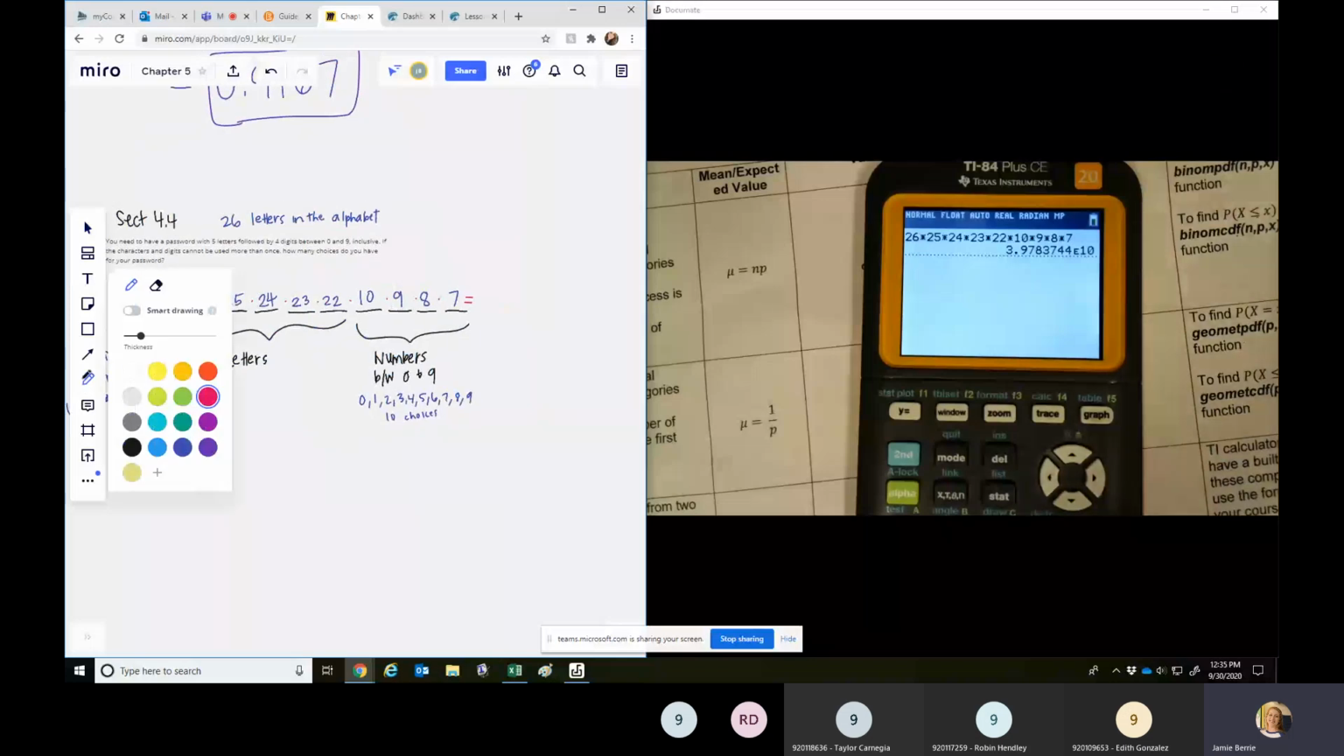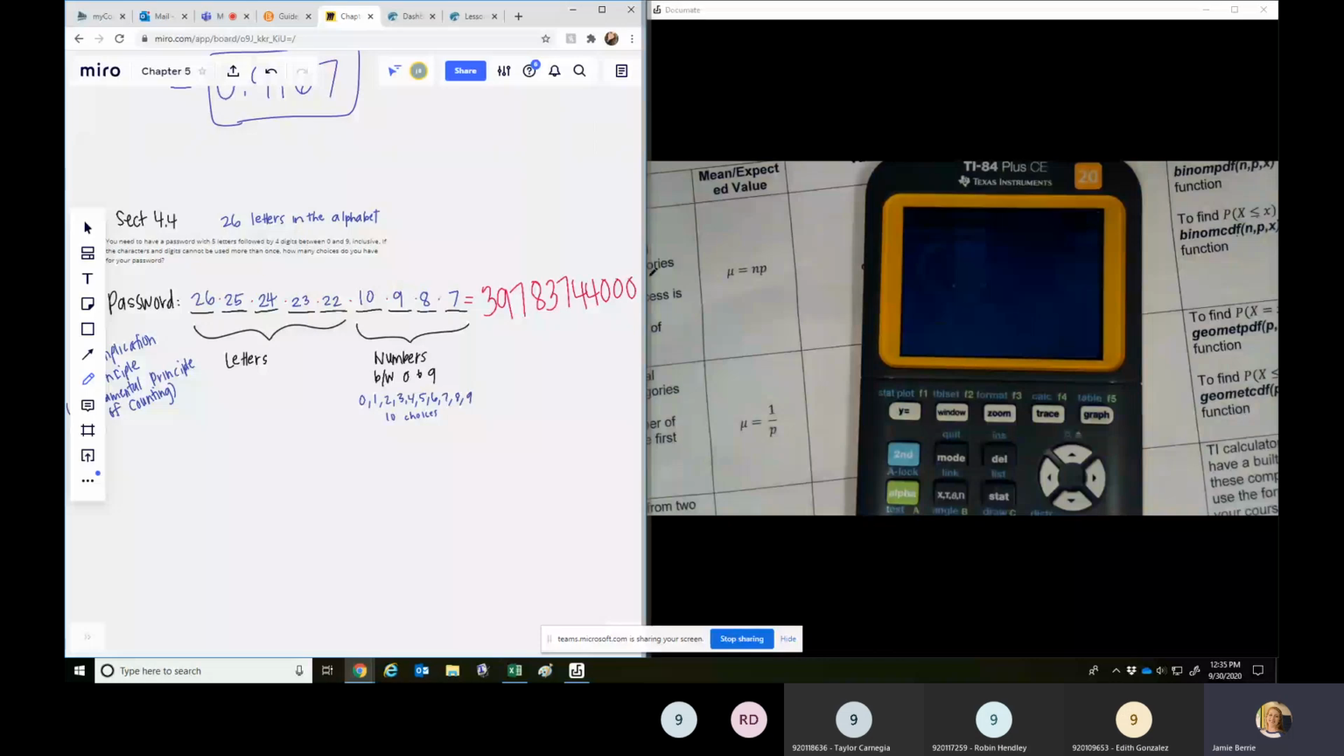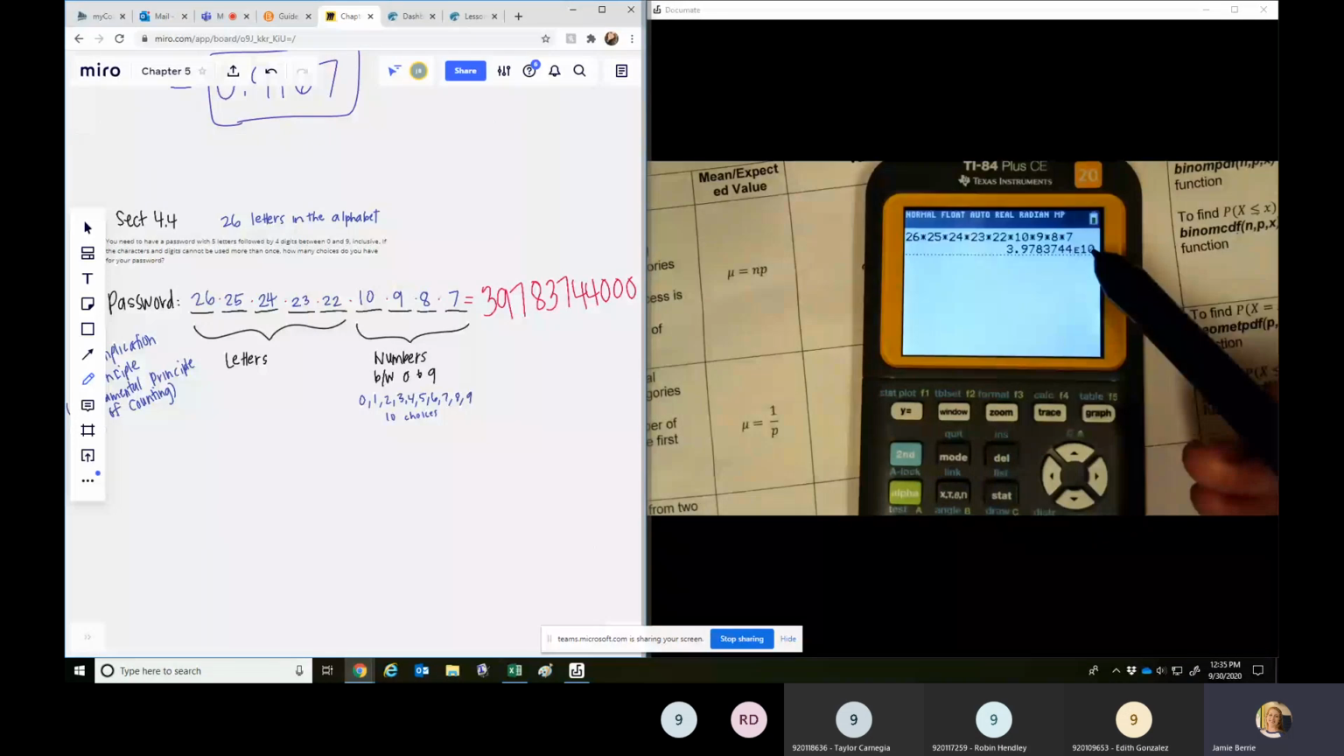All right, 397, 837, 44, and then remember I have to add 3 zeros after that. So 1, 2, 3. Remember my decimal started off right here. So it's 1, 2, 3, 4, 5, 6, 7, 8, 9, 10. So that was how many spaces I was supposed to move the decimal to the right.